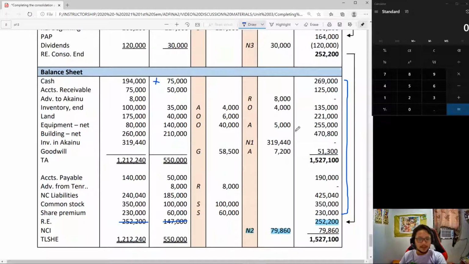And to complete everything, add total assets, add total liabilities and equities. Make sure mag-i-equal ang dalawang to, of course, as tradition dictates. As kung hindi equal yan, you know you're in trouble. Okay? So, total assets, 1,527,100. Total liabilities and SHE, 1,527,100.